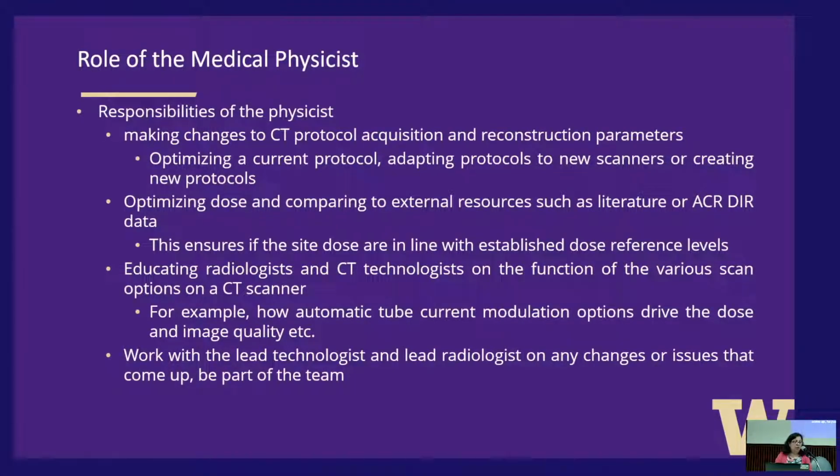We also play a very important role in educating our radiologists and our CT technologists on the function of the various CT scan options on a scanner. For example, how automatic tube current modulation options drive the dose and image quality. On our Siemens scanner, the automatic tube current modulation has different curves: weak, average, strong. How you set the curve drives how much mA you're going to use for a patient. Depending on the patient population, whether you have obese patients or young patients, you may want to change that.